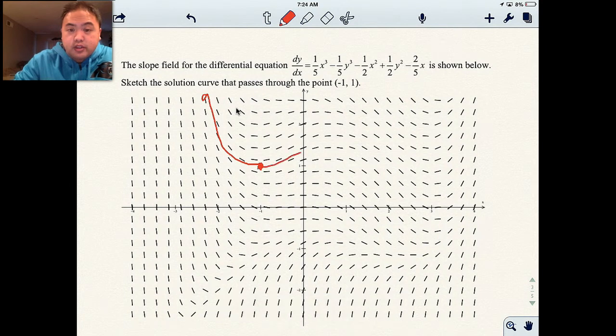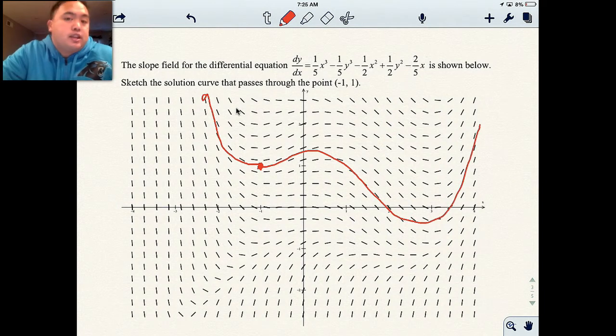It looks like it's going this way, then it looks like it's going down, and then it's going back up like so. It doesn't have to be exact. Again, you're just following the current. I think it's very easy, and that's how you do that.